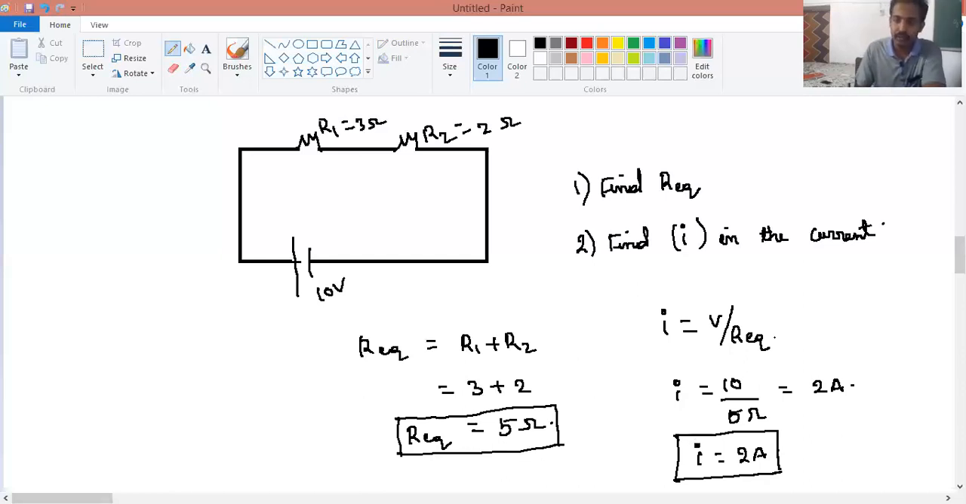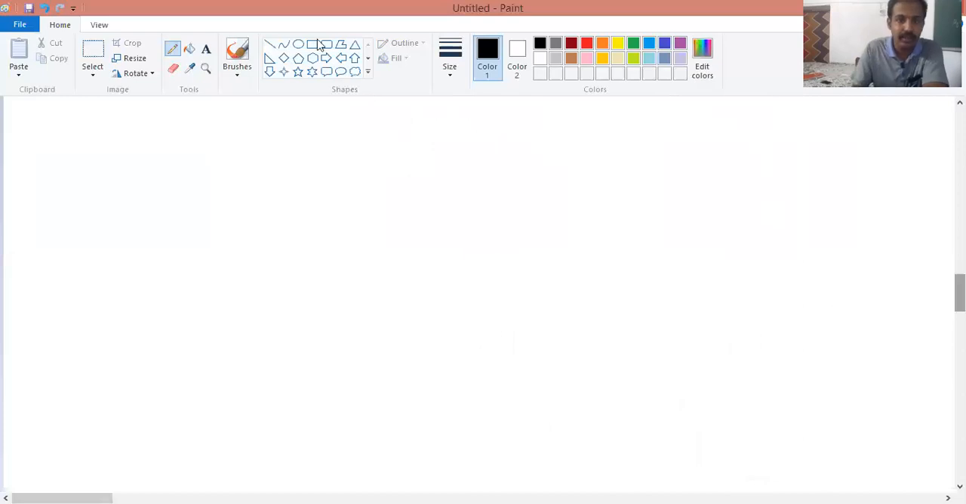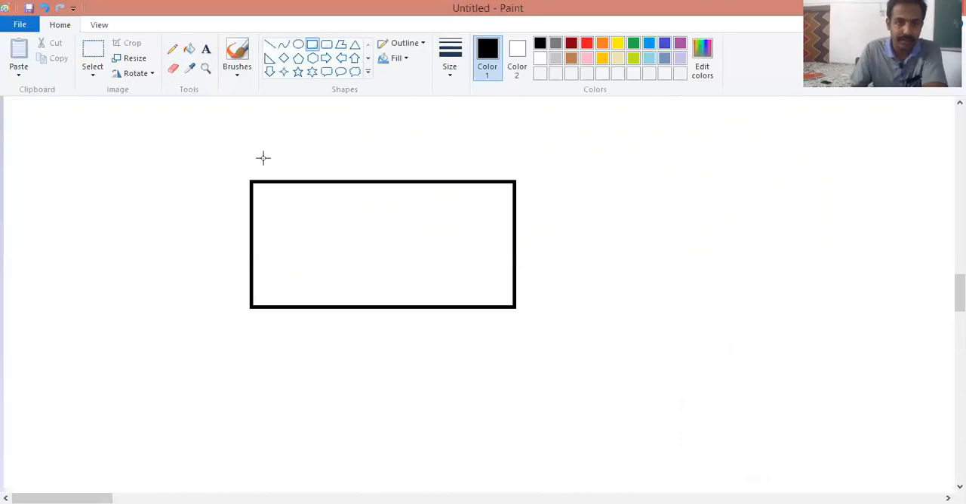So let's go with the next question. For example, let's talk about two resistors connected in parallel connection.